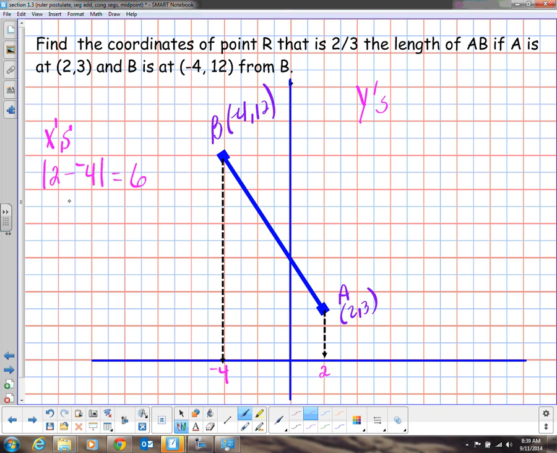Now, what's the fractional part? 2/3 times 6 over 1 is 12 over 3, which is 4. Now, am I going 4 units from B or from A? It says from B. So here's B. I have to move in what direction to stay in between? Right. So I take my -4 and add 4 to it. That's my B, and I get 0.